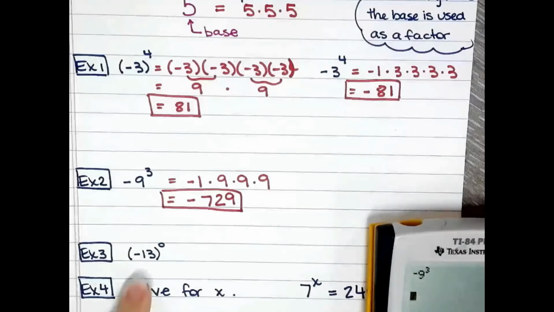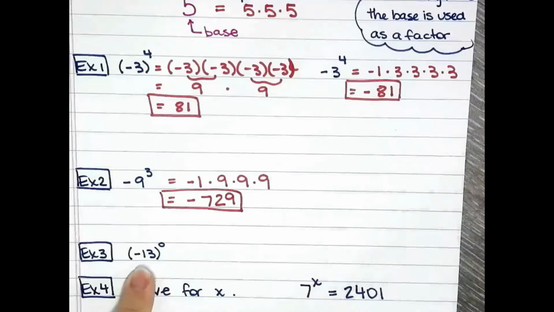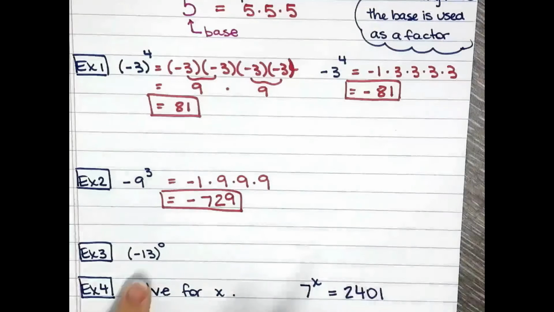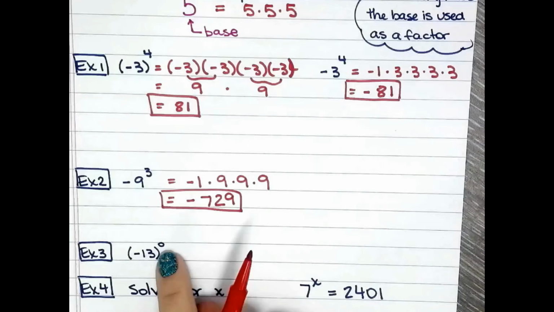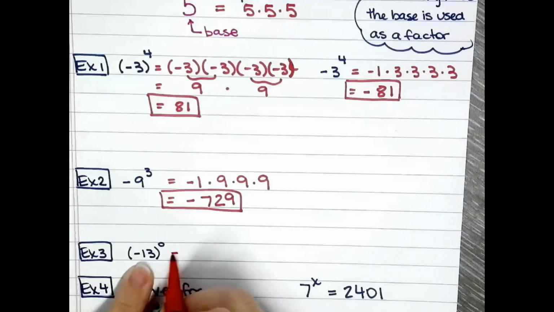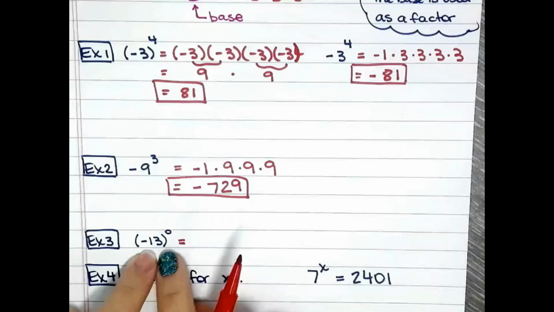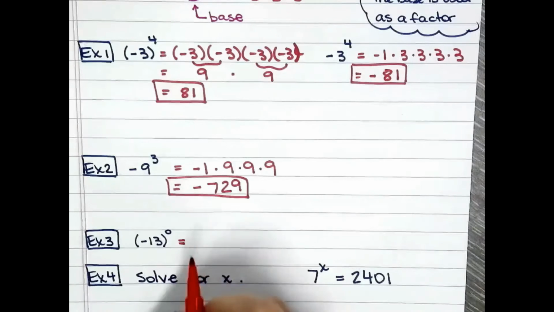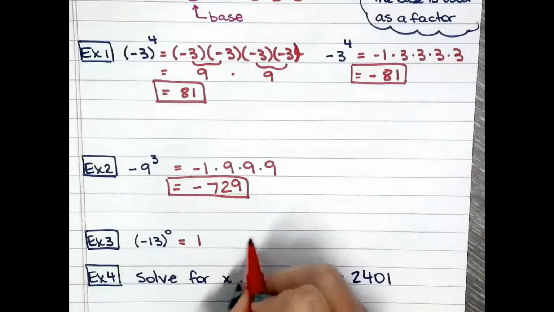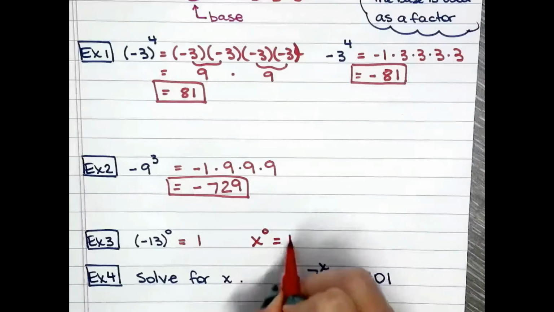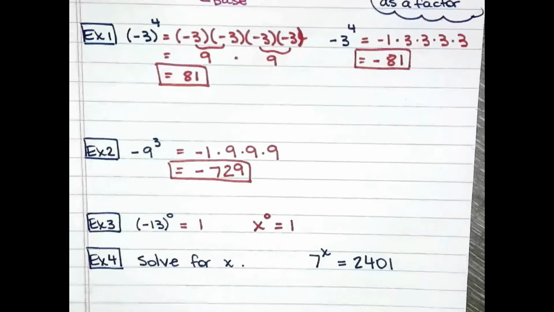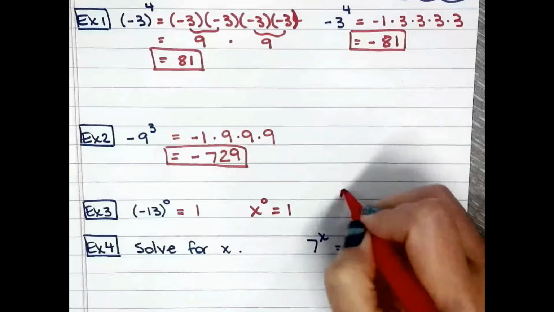Okay. Now, negative 13 raised to the 0th power. From previous videos, you remember that anything raised to the power of 0 equals 1. Bananas raised to the power of 0 equals 1. X raised to the power of 0 equals 1. Anything. So write it out.